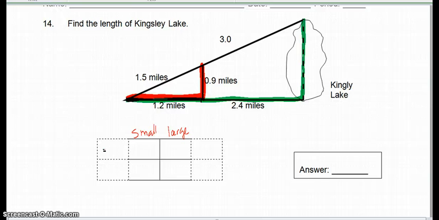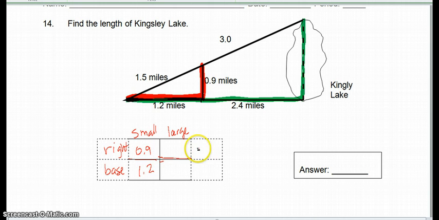But what I wanted to say is on the red triangle, you can see that the right side is 0.9 and the base is 1.2. So if I do right and then base, I'm comparing 0.9 to 1.2. That's half of my proportion.